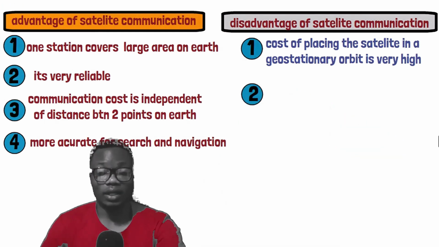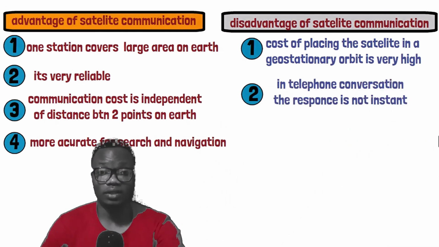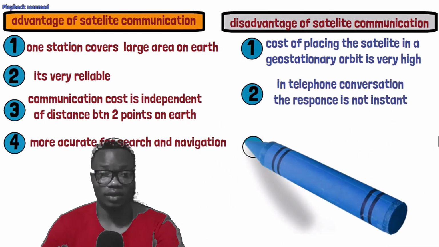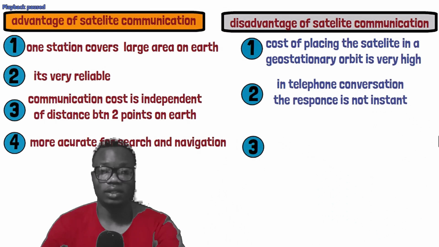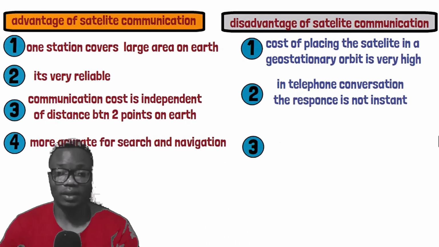Another disadvantage of satellite communication is that in telephone conversation, the response is not instant, but you can observe there is a delay in receiving information. There is a delay of some seconds before information can be received by a receiver. That's why it is not accurate in telephone conversation.